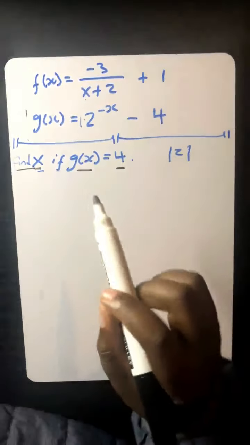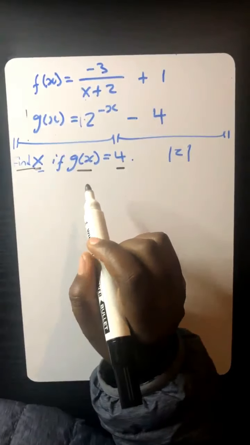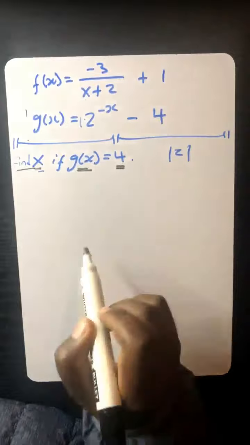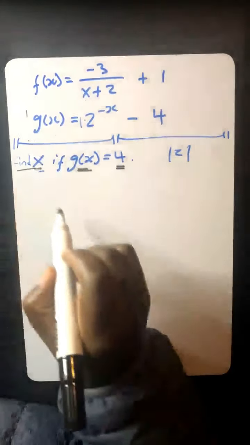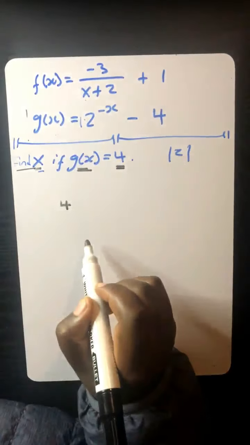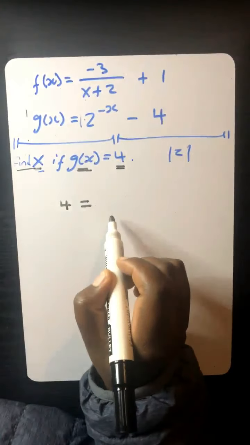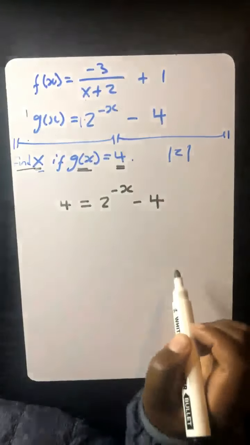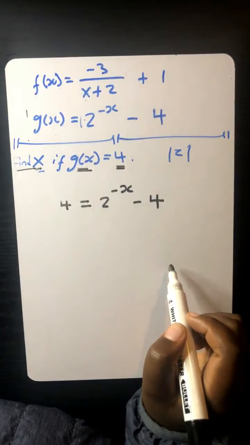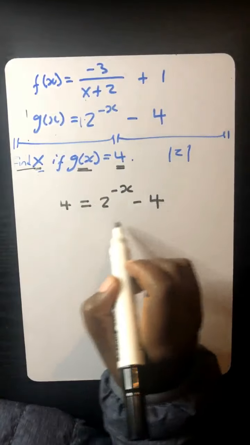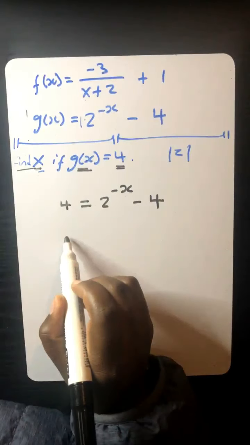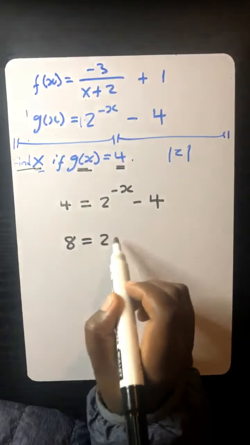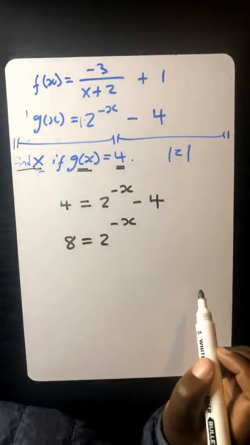I suppose it makes sense to everyone. So let's see. That means where you see g of x, you substitute with 4. So I'm having 4 equal to 2 to the exponent negative x minus 4. Let me try to solve for x. So there I'm going to transpose. That means I've got 4 plus 4 is 8. It's equal to 2 to the exponent negative x.